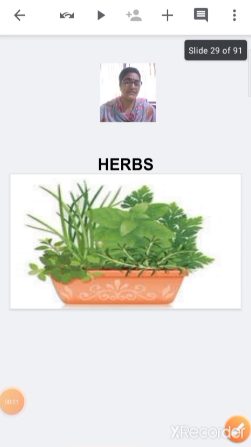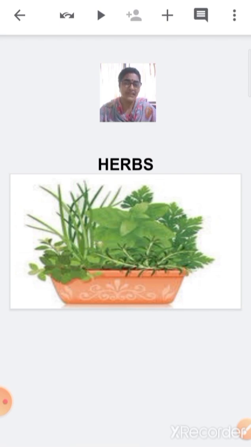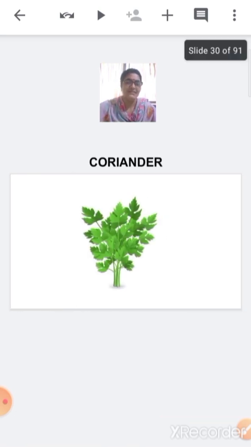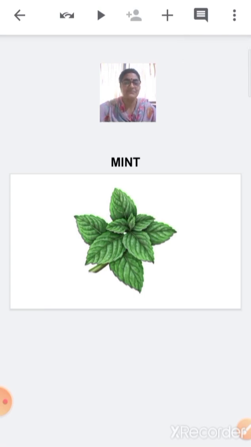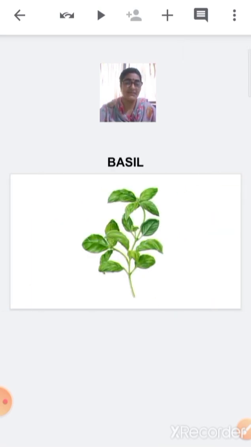The next one is herbs. Children, herbs are small plants. They have soft and green stems. We see herbs daily in our kitchen. Yes, you all want to know what are herbs? Yes, coriander is an example of herb. You all know coriander, right? Yes. Then mint, basil. All these are examples of herbs.